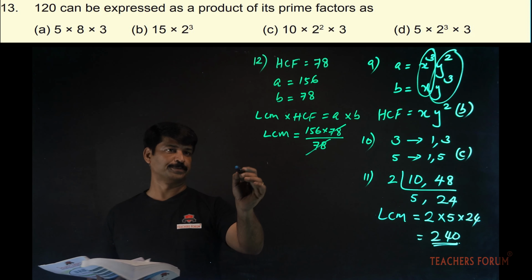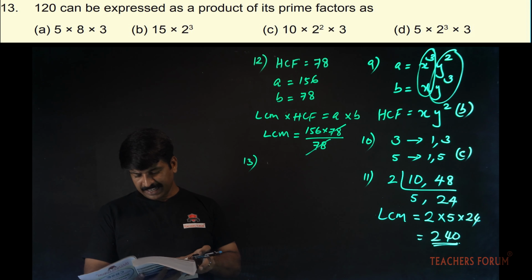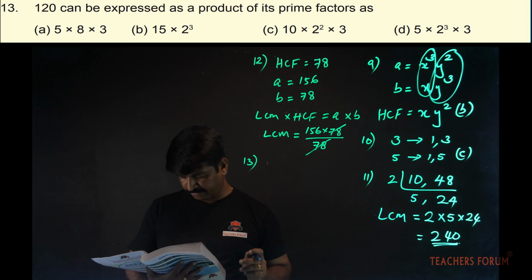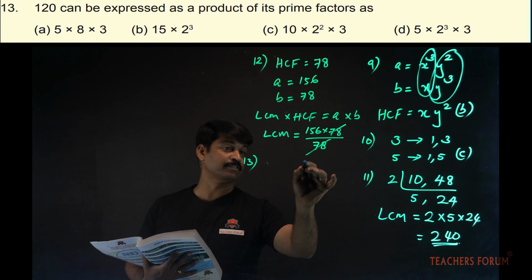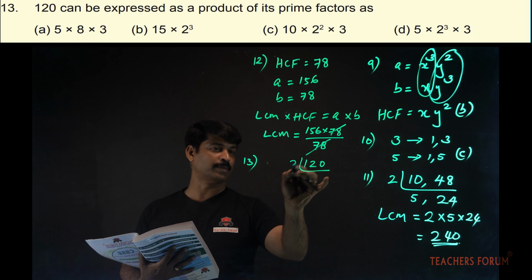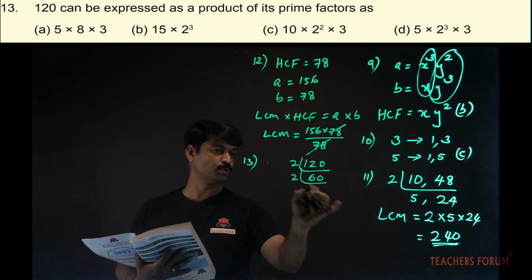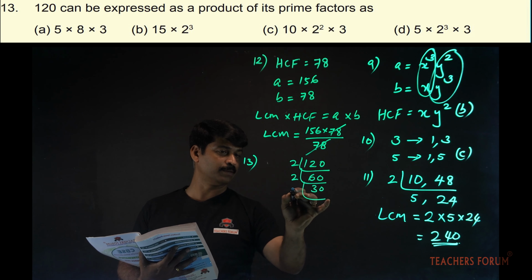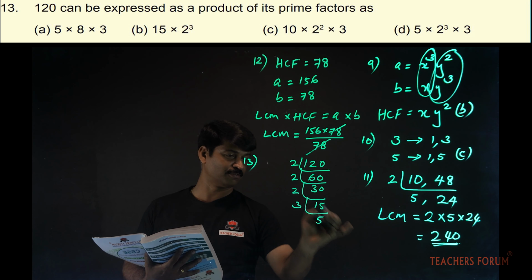Question number 13. 120 can be expressed as a product of its prime factors as dash. So you have to prime factorize 120. What you will be getting? You can divide by 2, you will be getting 60. Again by 2, you will be getting 30. Again by 2, you will be getting 15. By 3, you will be getting 5.